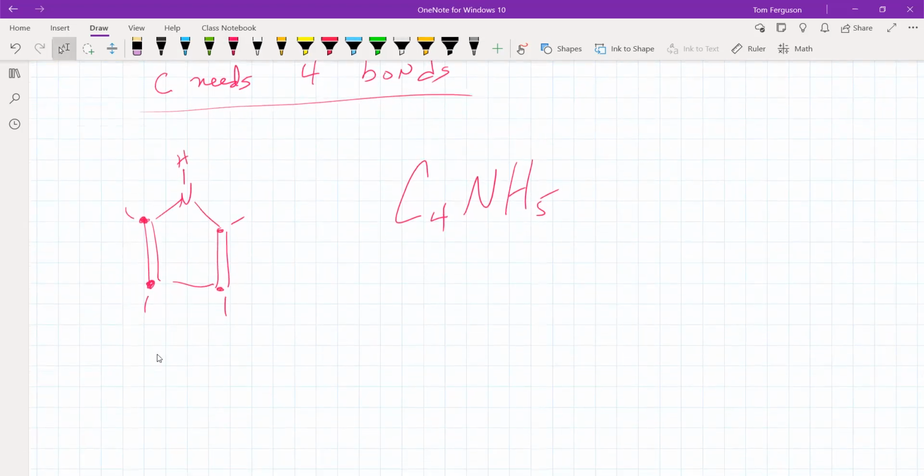If we had the same structure, oxygen needs 2 bonds. It's already got 2 bonds, so there's no hydrogens attached there. And we've got a hydrogen here, hydrogen here, hydrogen here, hydrogen here. So it would be C4OH4.